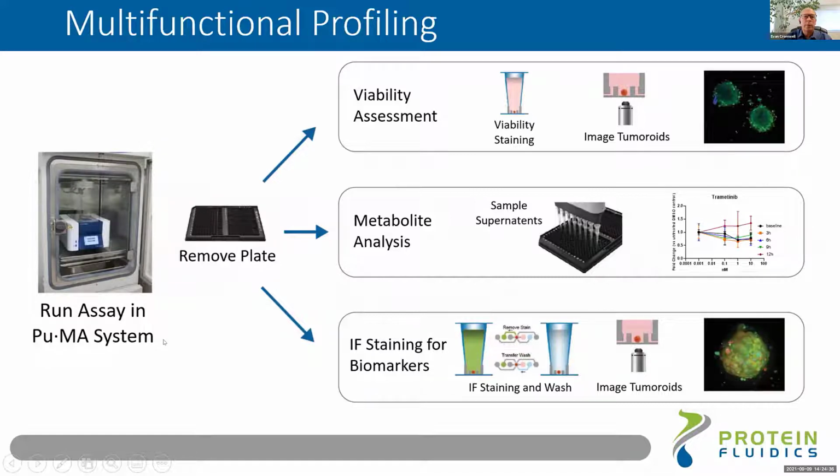From that, we can then do what we call multifunctional profiling. Again, the preformed tumoroids are placed in the plate with all your assay reagents. You run your assay in the incubator environment, and then you can do a variety of different tests. You can do viability assessments. You can extract supernatants for metabolite analysis. You can add in antibodies to do staining. You can fix the tumoroids right in the chip, add in your primary or secondary antibodies, depending on your staining configuration. And this all can be done without removing the tumoroid from your flow chip. Once you have it in there, all these steps can be performed and you aren't dislodging, displacing, or damaging your tumoroid.